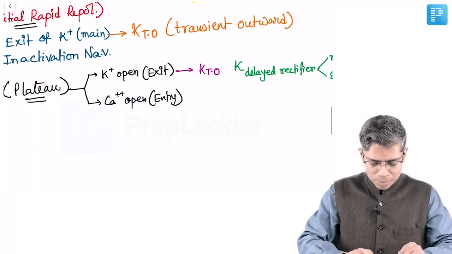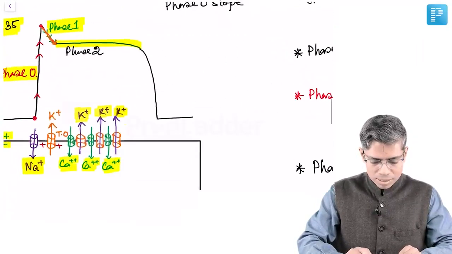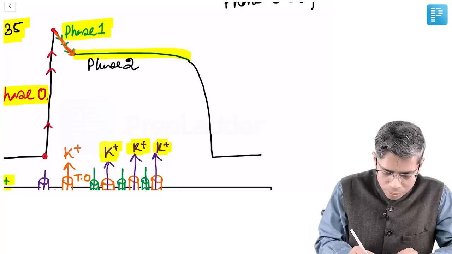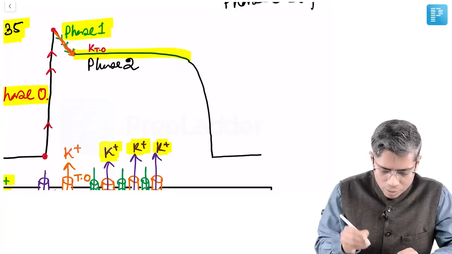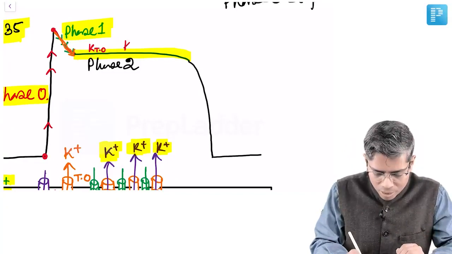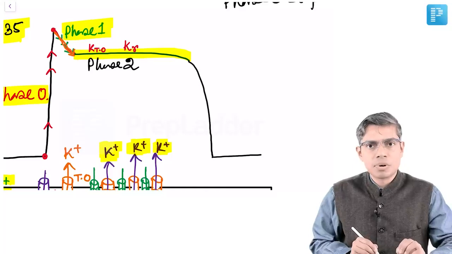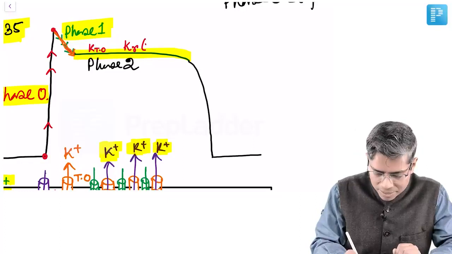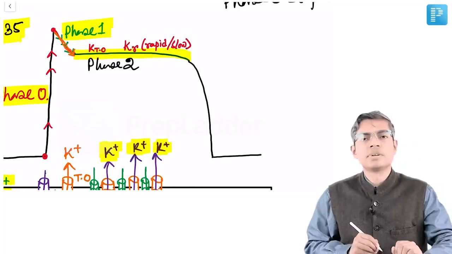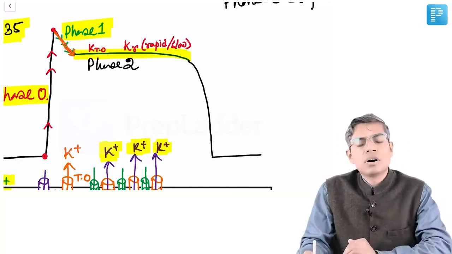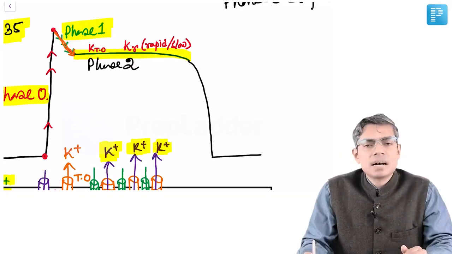So what I'm saying, you may be a little confused, but no confusion here. Look at this diagram. If you look at phase number 2, I told you that the Ito channel is already open in the initial part of phase number 2. Apart from that, there will be opening of the delayed rectifier type of potassium channel, KR. KR stands for rectifier type of potassium channel. This rectifier channel also has 2 varieties, the rapid variety as well as the slow variety. The rapid variety will open up in the beginning of phase 2, and the slow variety will open up in the later half of phase 2.